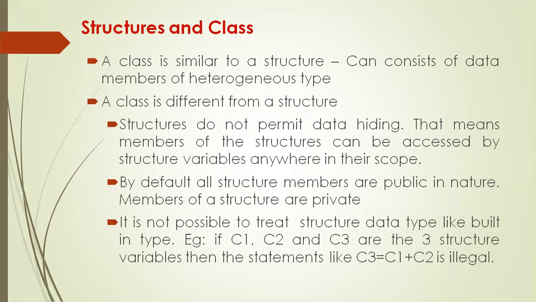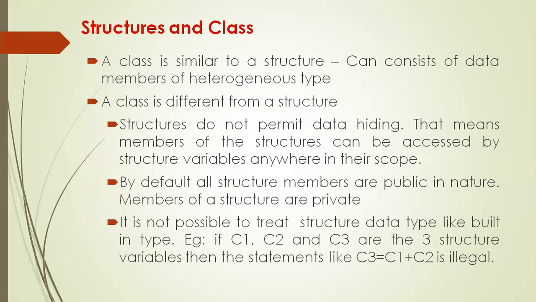The second difference between a structure and a class is, in order to understand this one, you take one simple example. Let us declare a structure called complex. Struct complex, open the brace, float real, imag. In that case, your structure name is complex and the members of the structure are float real and imaginary. Later, inside the main program, you declare three structure variables: struct complex C1, C2, C3. Now complex is the structure name, C1, C2, C3 are structure variables.